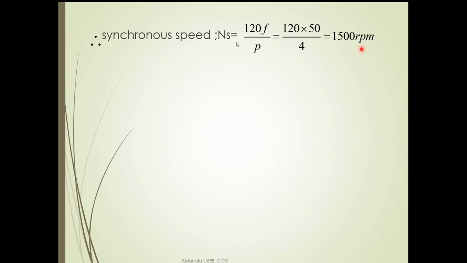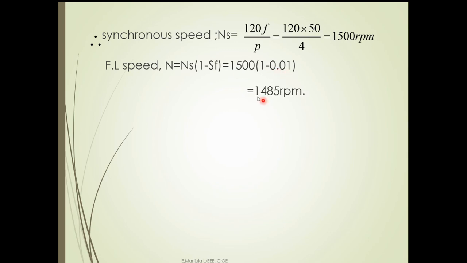So the synchronous speed is equal to 1500 rpm according to the formula 120 f by p. If we substitute the given values, we will get Ns equal to 1500 rpm. The full load speed N is equal to Ns into 1 minus the slip at full load, which is 1500 into 1 minus 0.01. Then we will get 1485 rpm. So this is the full load speed. When there is full load, the speed of that motor is 1485 rpm.